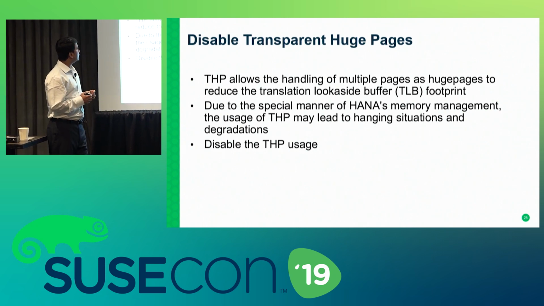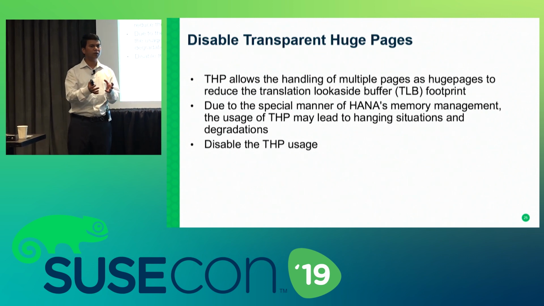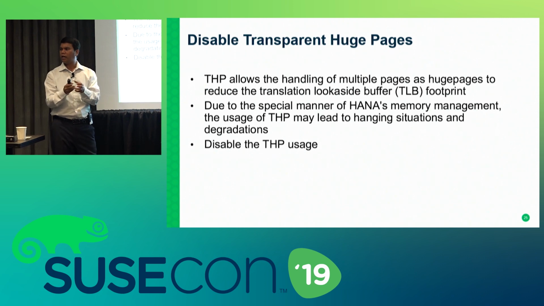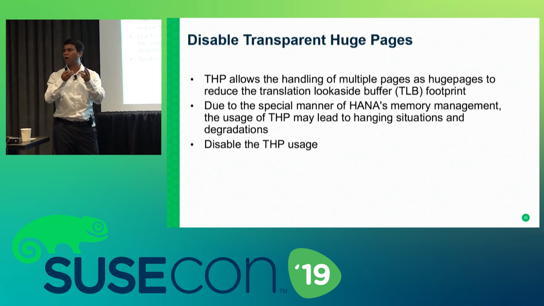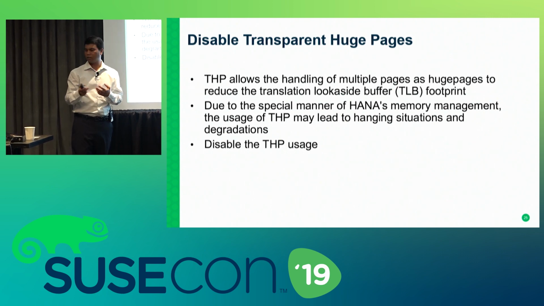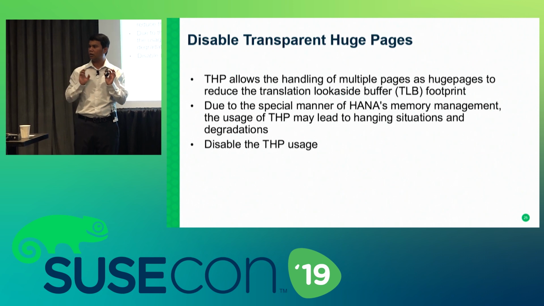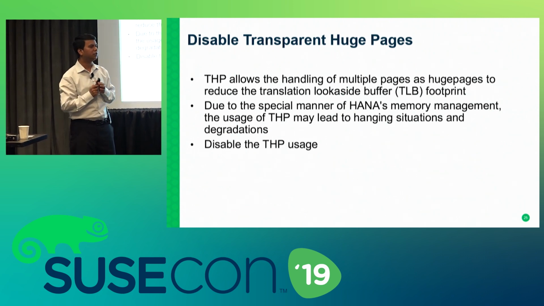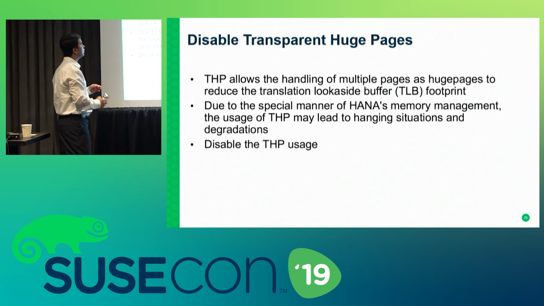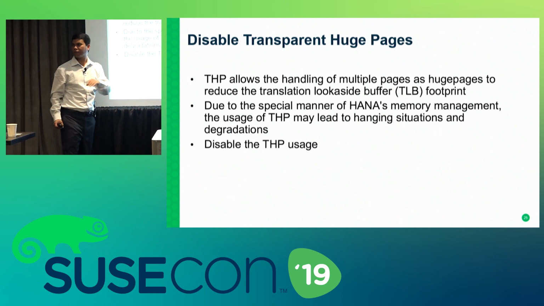Disable transparent huge pages. THP allows the handling of multiple pages by bundling them and then communicating, so that the information gets passed sooner. But then again, HANA is THP aware. It says, I don't need you. So we go ahead and disable THP at the operating system level and let HANA handle the memory management in its own special manner.